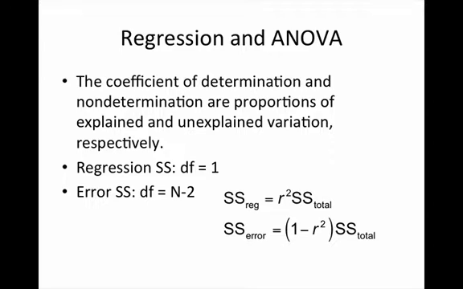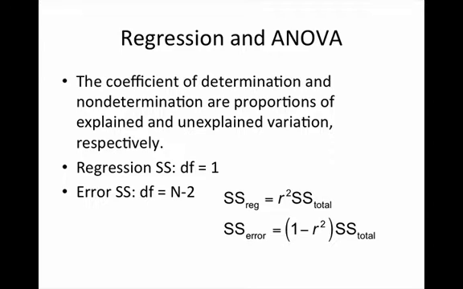We have the sums of squares for the regression, which is associated with the degrees of freedom of 1. And we have a sum of squares for the error, which is associated with the degrees of freedom n minus 2. And so if I have the sum of squares for regression, that's essentially r squared times the sums of squares for total. And so if I want to arrive at sums of squares for error, I can take the coefficient of non-determination and multiply it by the sums of squares for the total.